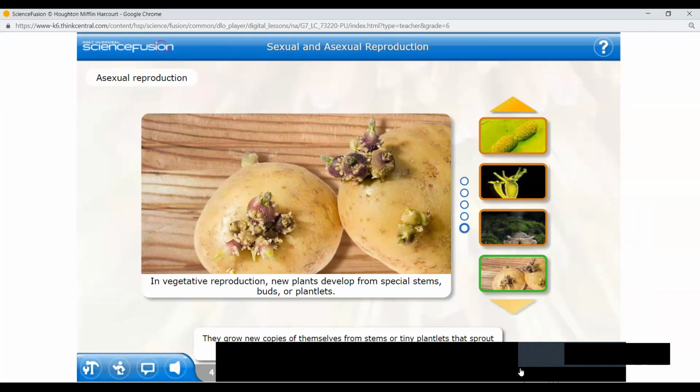Okay guys, how does the new potato look? It's exactly the same. Do you think it's some different color? No. It will be a normal potato. So what is this called? This is called vegetative reproduction.